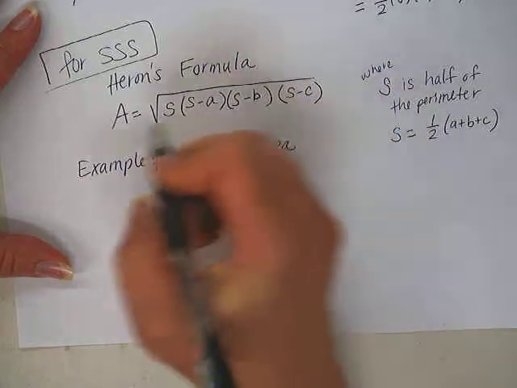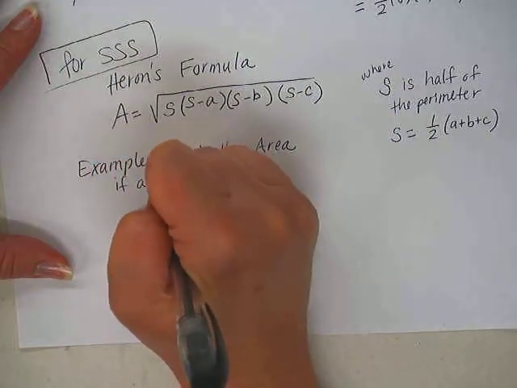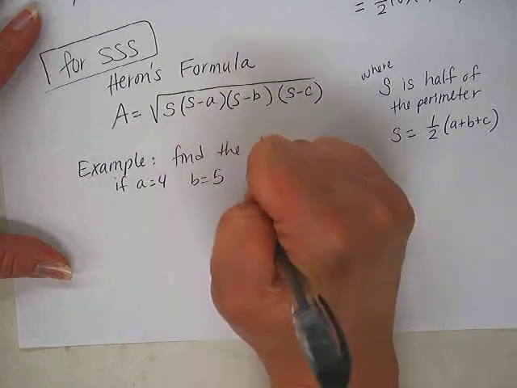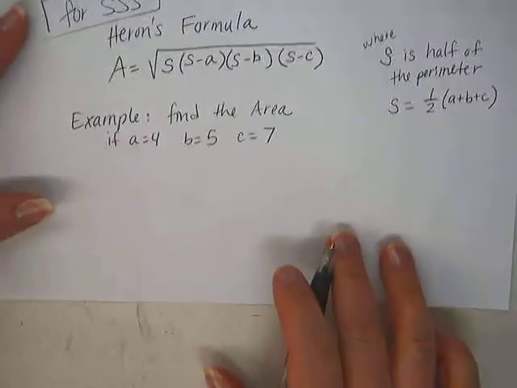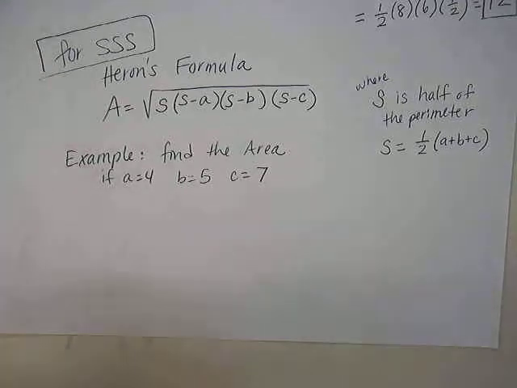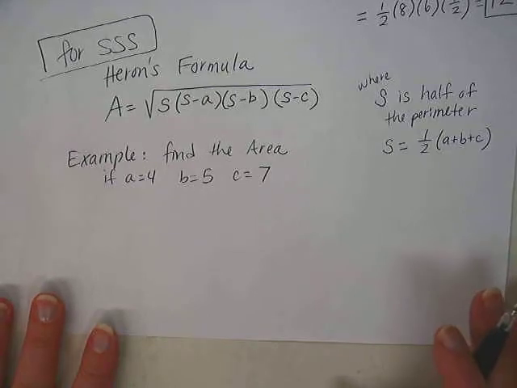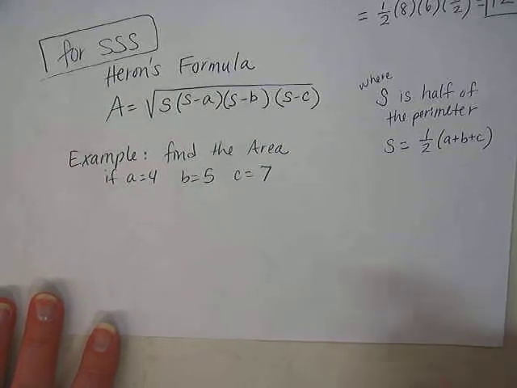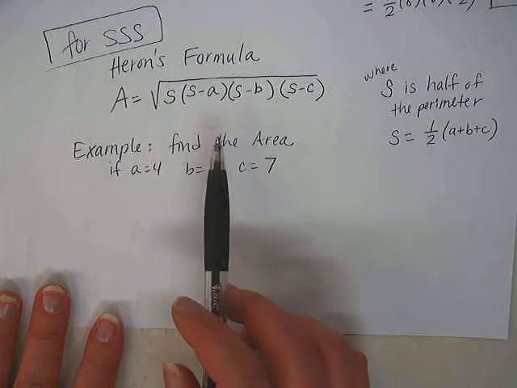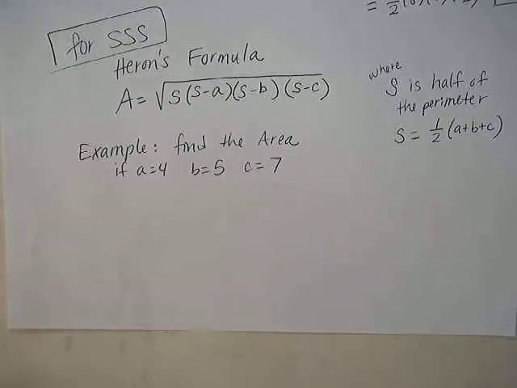Okay, let's do an example. Find the area if A equals 4, B equals 5, and C equals 7. Do you want to go ahead and try it on your own first? I know you guys can use formulas. So go ahead and try it on your own, and then I will check it with you in a few seconds here. While you're doing that, I'm going to be writing up another problem that we'll be doing in a minute. So do you guys have this information written down, okay? Can I flip the paper over and write something else?